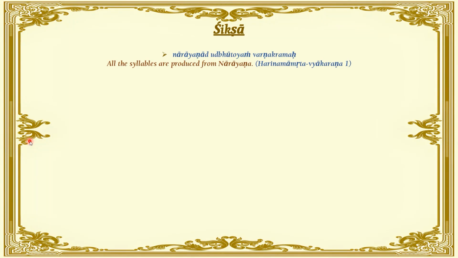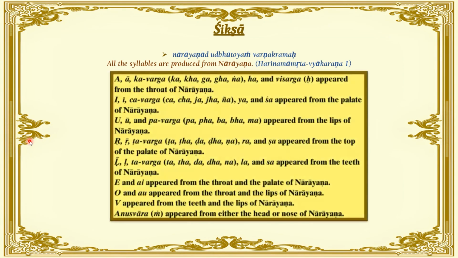So, as I said, the alphabets are eternal and they are produced from Narayana, and the explanation is given. The ka varga, ka, kha, ga, gha, na, and visarga appeared from the throat of Narayana, and the entire cha varga, ya, sha appear from the palate. So if you pronounce ka, ga, it originates from the throat, even for us. That's how it also originated from Lord Narayana. That has been explained here.